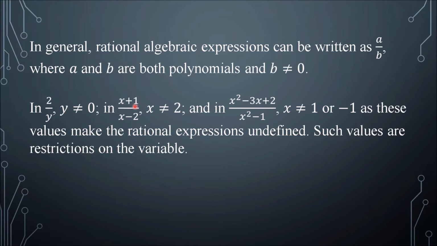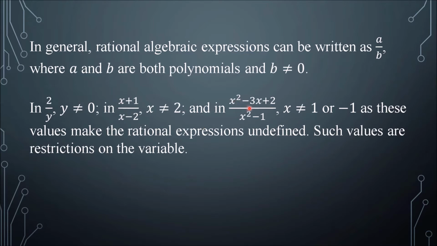In x plus 1 over x minus 2, x must not be equal to 2, because if x is 2, as you can see, 2 minus 2, that will be 0. So the denominator must not be equal to 0, because this will be turned into an undefined expression.